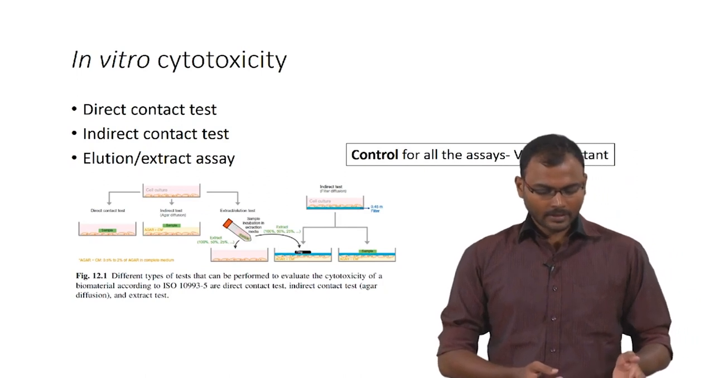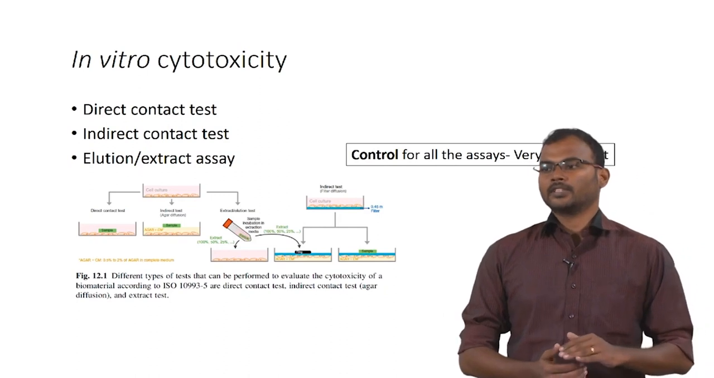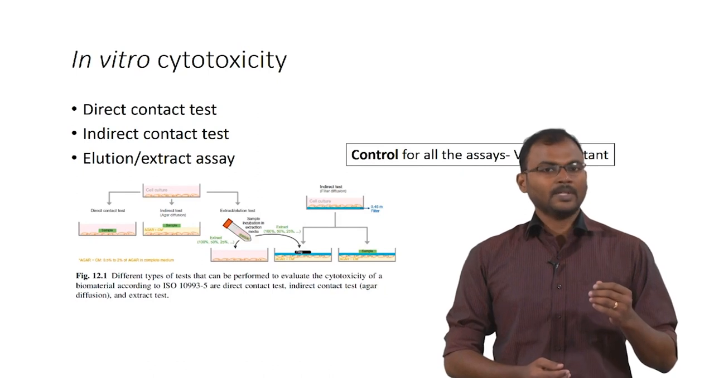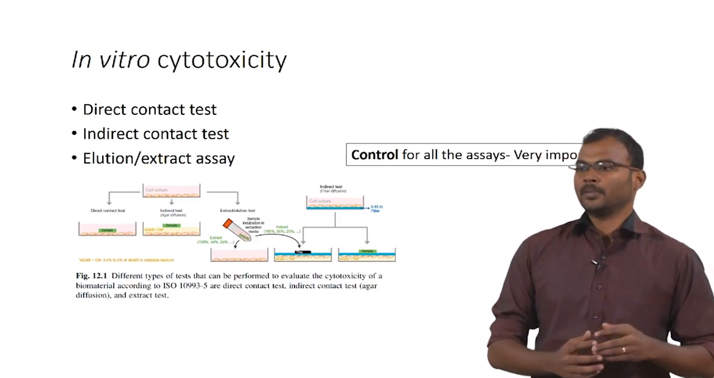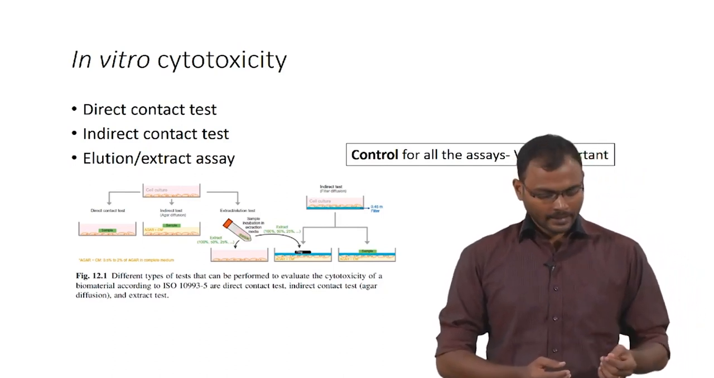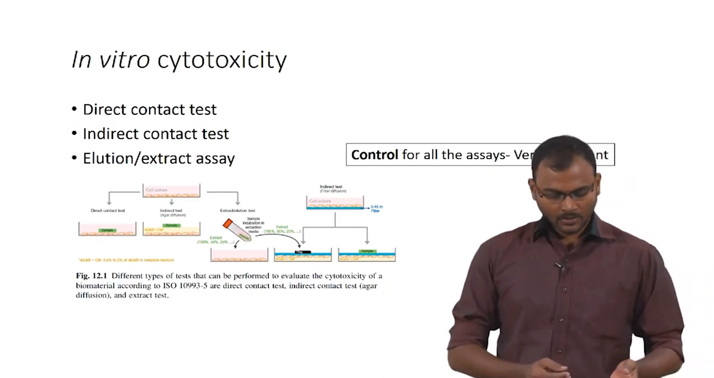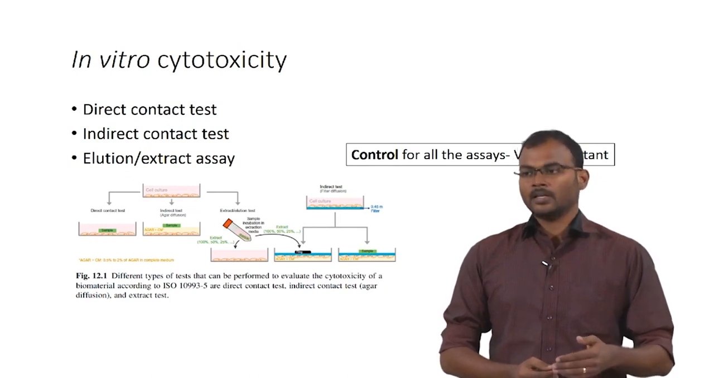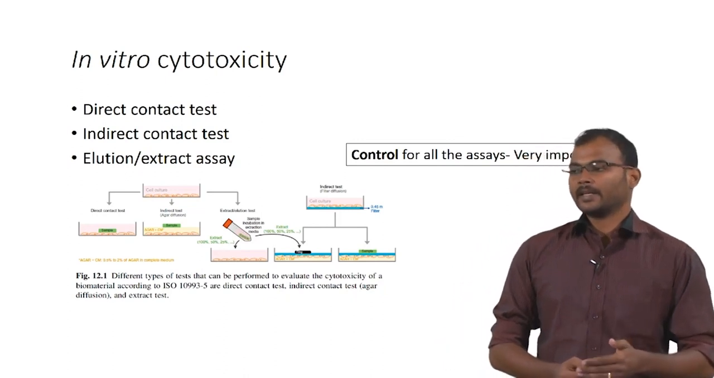So the indirect test is done using an agar layer on top of the cells, and your sample would be placed on it. If your sample is leaching out some compounds, or there is some erosion, or some drugs are releasing from the material, then that can leach out and affect the cells underneath it. So that is indirect contact. Indirect contact can also be done based on how it is interacting with the cells.